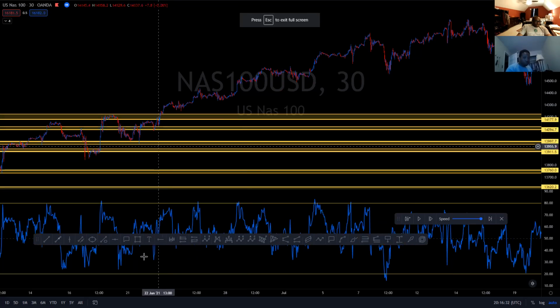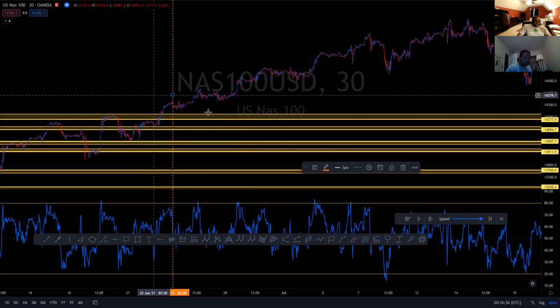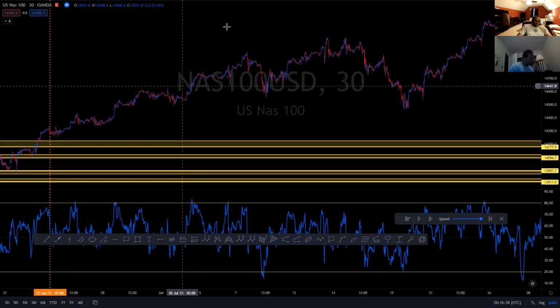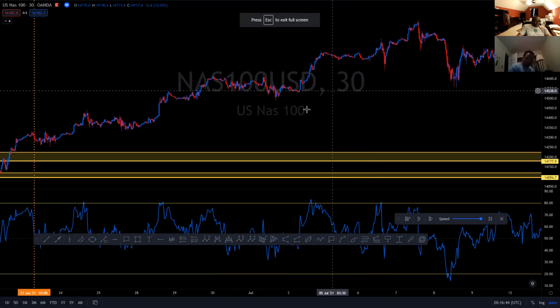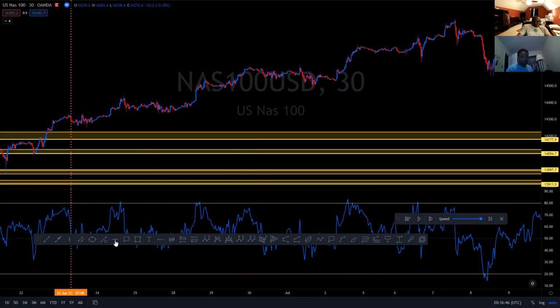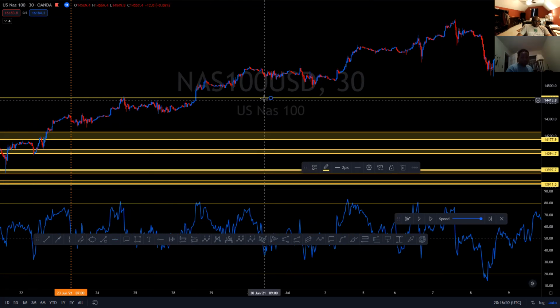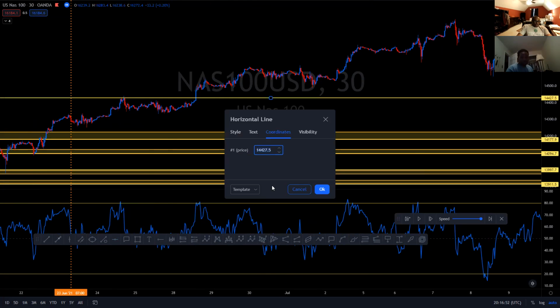Now we're gonna start up here. I'm gonna put a vertical line, and all this here is gonna represent the 30-minute time frame market structure. The reason why we do this is because when we get an idea of what price did in the past, we'll understand what it's going to do in the future.